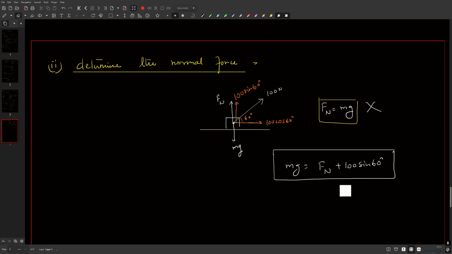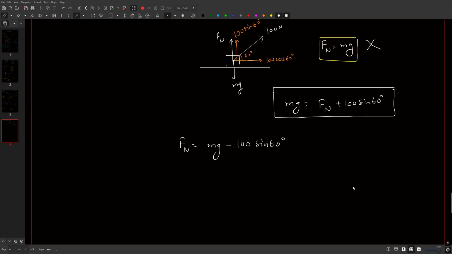Now this force, since it is acting at an angle, can be split into two components, one horizontal component and another vertical component. Now if you look at the vertical component, since the system is at rest, it is not being lifted upwards. That implies that mg, Fn and 100 sin 60 degrees, all these forces are balancing each other. Since mg is acting downwards and Fn plus 100 sin 60 degrees is acting upwards, they are equal to each other. So Fn is equal to mg minus 100 sin 60 degrees. That is the correct value of Fn this time.